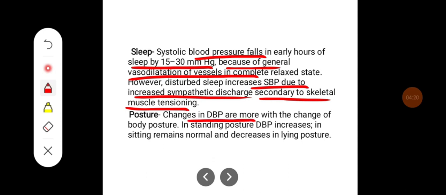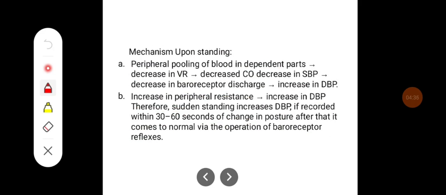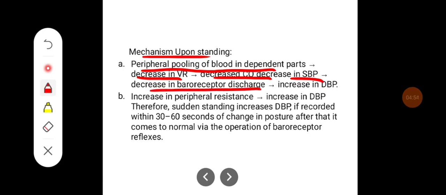Posture. Changes in the diastolic blood pressure are more with a change in body posture. In standing posture, diastolic blood pressure increases, in sitting it remains normal, and it decreases in the lying down posture. Upon standing, there will be peripheral pooling of the blood in the dependent parts that decreases venous return, decreases cardiac output, decreases systolic blood pressure, and later the decrease in the baroreceptor discharge increases the diastolic blood pressure.